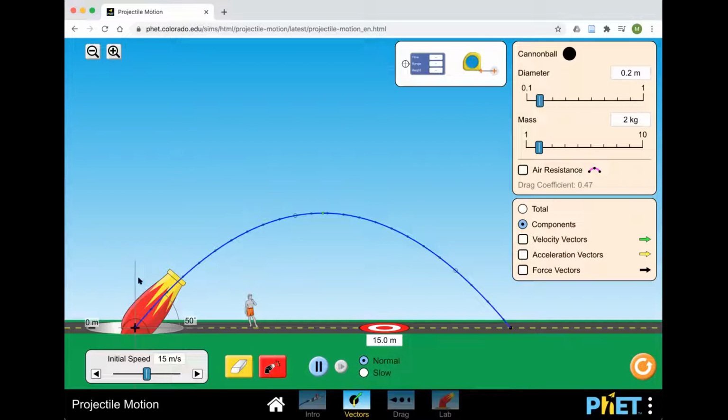Or actually, look at the whole path. So there's the whole path. There's the final range, everything, great. Let's make the projectile more massive. Let's triple the mass. We'll make it 6 kilograms.